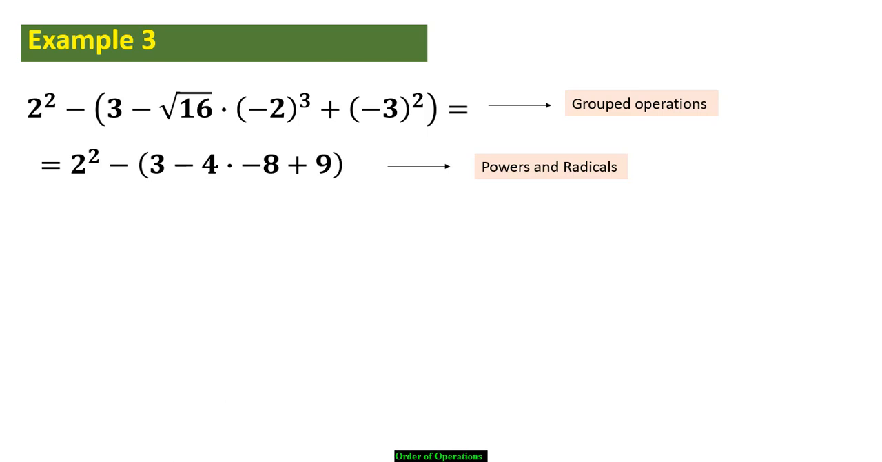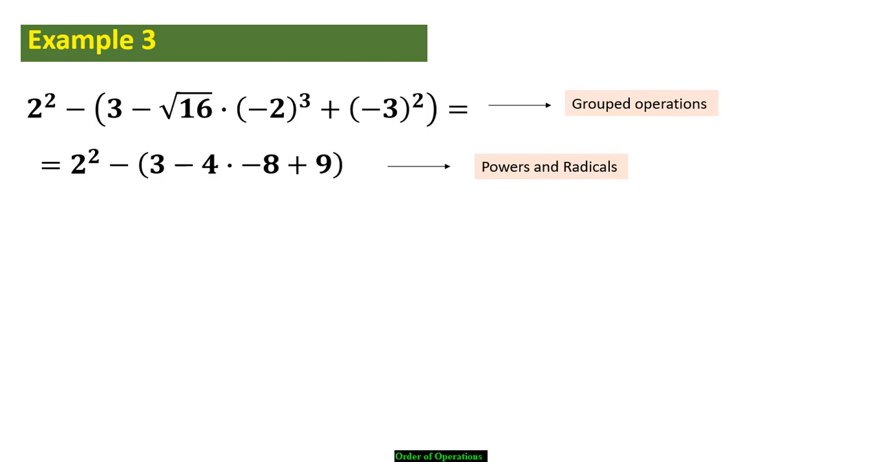If the base is negative and the exponent is odd, the answer is going to be negative. Plus, in this case we have a negative base and an even power, so the answer is going to be positive. So we already solved the first step, that is solving operations inside the brackets, and now we have to look if we have multiplications and divisions.